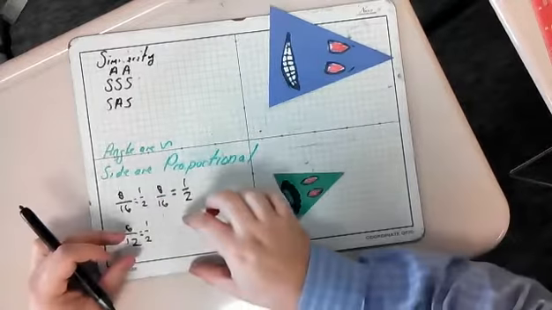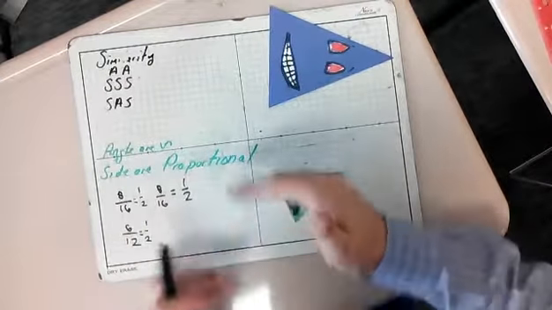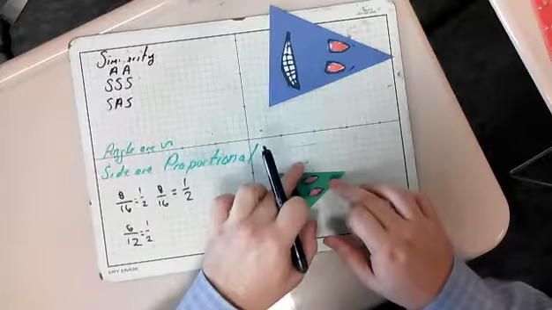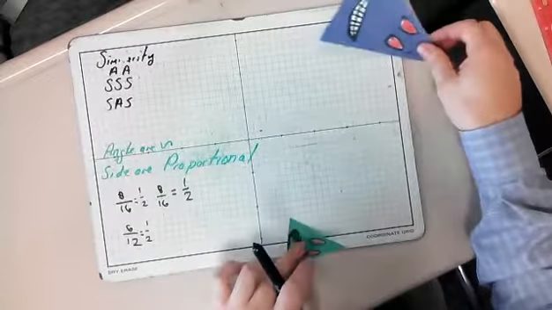So when the sides are proportional, we have side, side, side. If I had a combination of sides, like if I had this side, then this angle, then this side, I could say side, angle, side, similarity. Okay, let's take a look at a couple of examples.